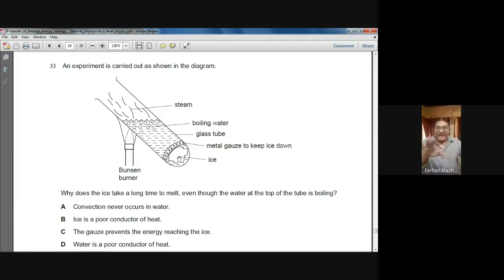By convection, the heat does not come downward in the water. So the heat could have reached the ice cube by conduction if the water was a good conductor of heat. But the heat is not reaching there, so the ice is not melting. The reason is that water is a bad conductor of heat. So what is the option? Why does the ice take a long time to melt even though the water at the top of the tube is boiling? So what do you say?